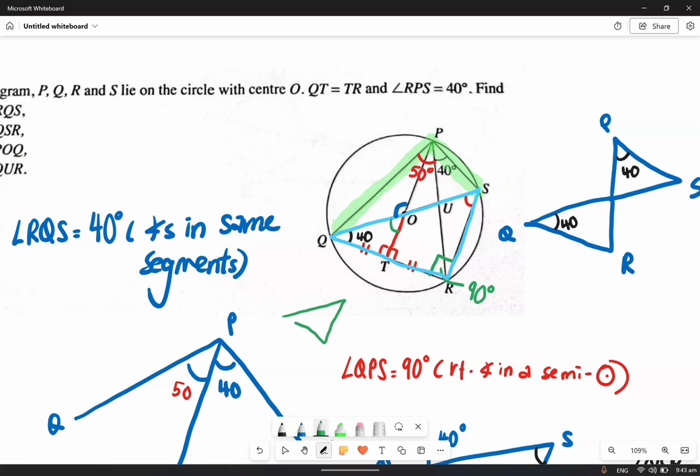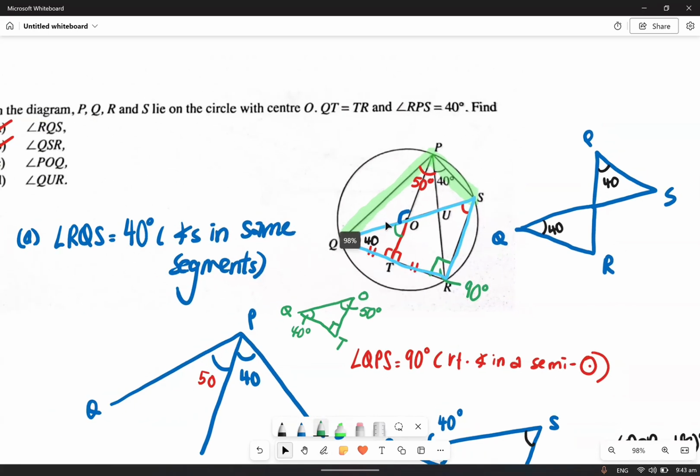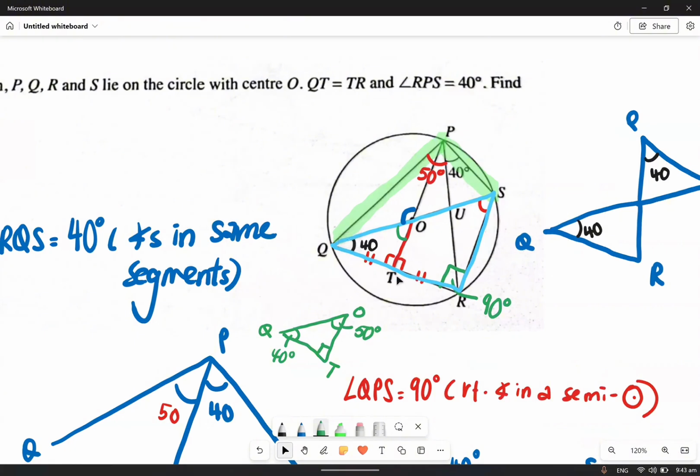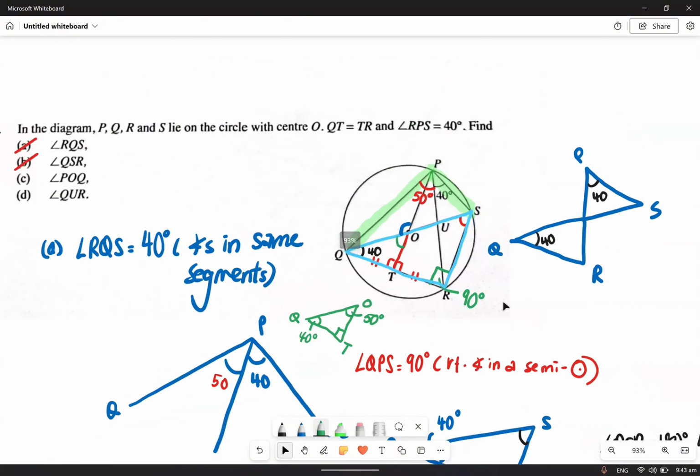You can just infer it from QSR. Can you all see this is 40 degrees? This is 90 degrees. This is how much? 180 minus 90 minus 40. That's 50 degrees. Agree so far? Then do you all agree that this P to T, but is P to T a straight line? Yes. Okay, very good.